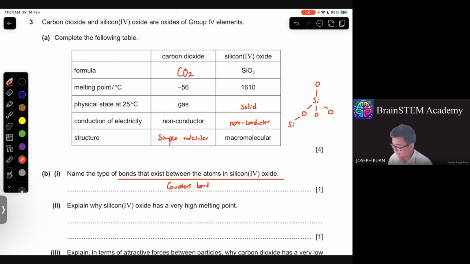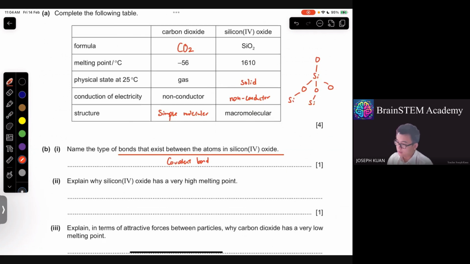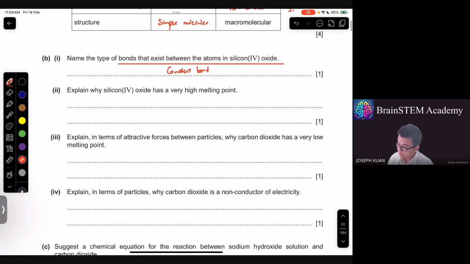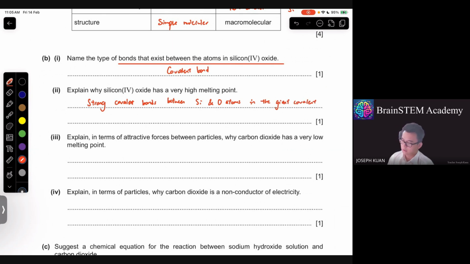Explain why silicon dioxide has a very high melting point. Because of the strong covalent bonds between silicon and oxygen atoms in the giant covalent structure. Hence, a lot of energy is required to overcome these strong covalent bonds.